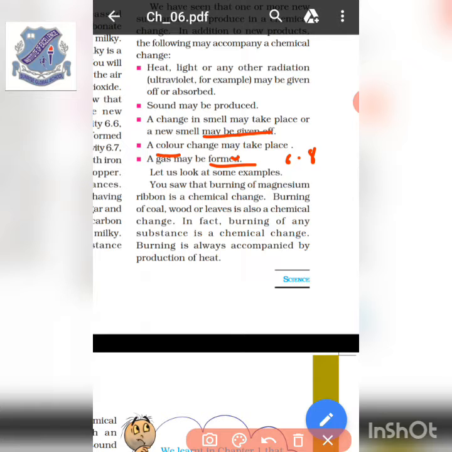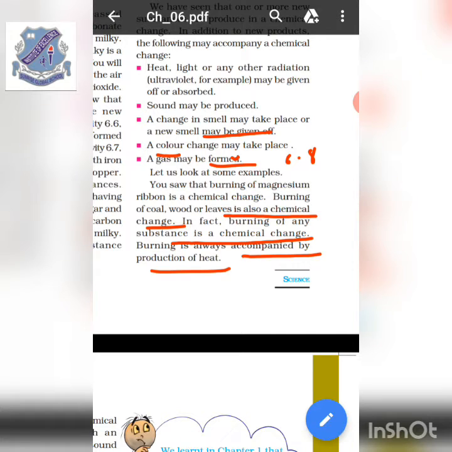Let us look at some examples. You saw that burning of magnesium ribbon is a chemical change. Burning of coal, wood, or leaves is also a chemical change. In fact, burning of any substance is a chemical change. So you have to remember that whenever anything burns, some chemical change takes place, whether it is burning of coal, wood, or leaves. Burning is always accompanied by a production of heat. So whenever anything burns, whenever the process of burning happens, heat will definitely be produced.